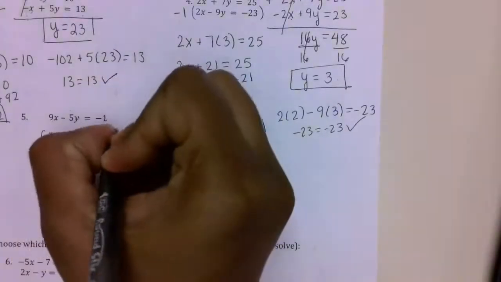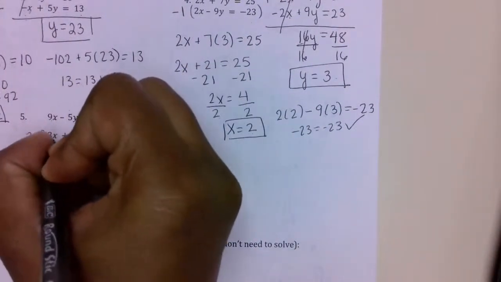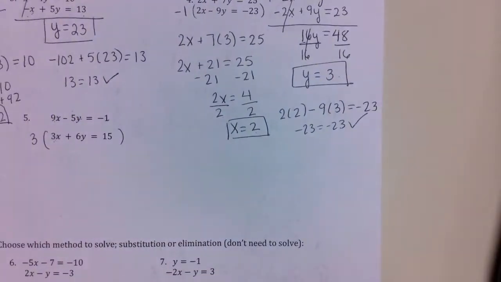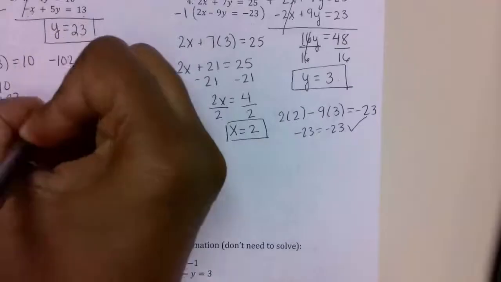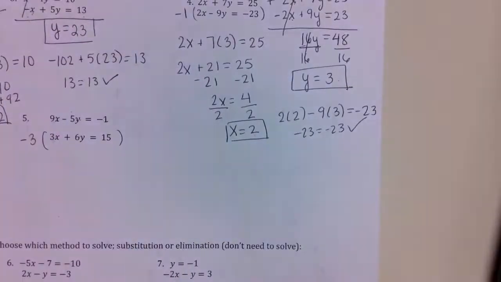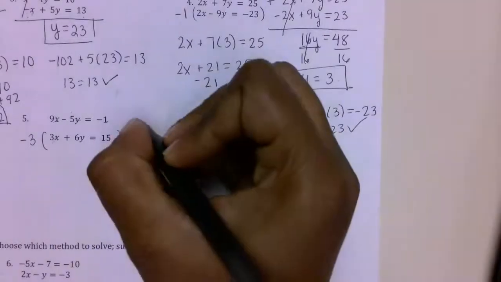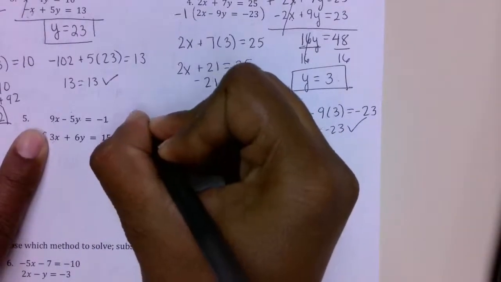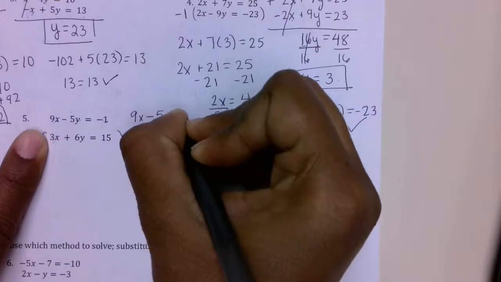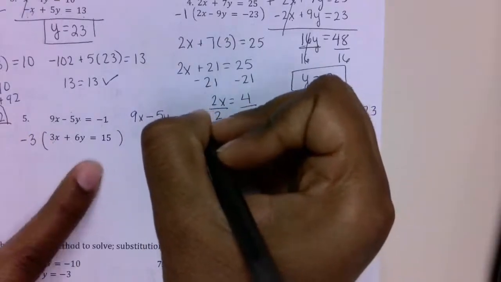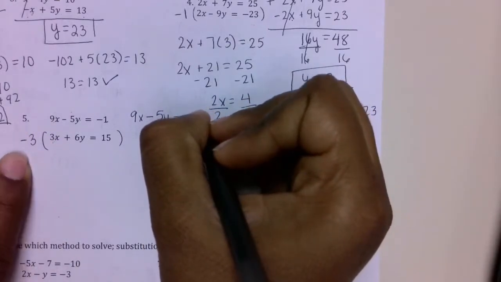So I'm going to multiply this bottom equation by 3, because that will give me a 9, which will end up matching. But remember, you also want a positive and a negative factor. So this is positive, so I want this 3 to be negative. So I don't have to do anything to the first equation, so I'm just going to copy it down, 9x minus 5y equals negative 1. But I'm going to have to multiply my second equation by negative 3.